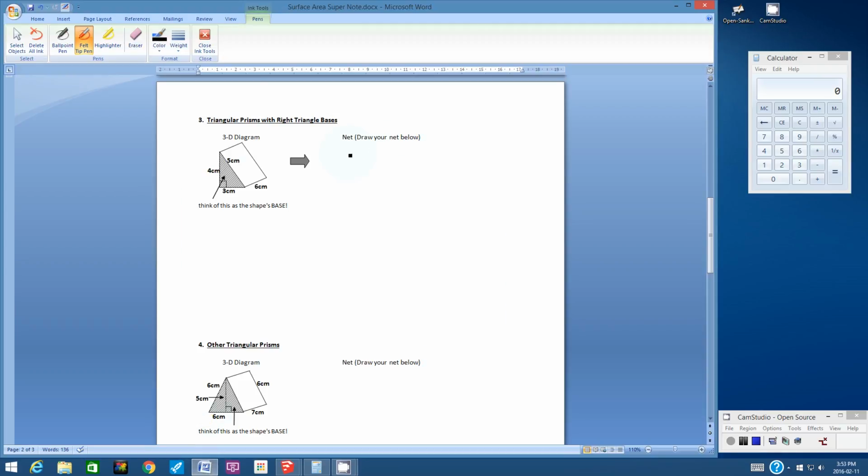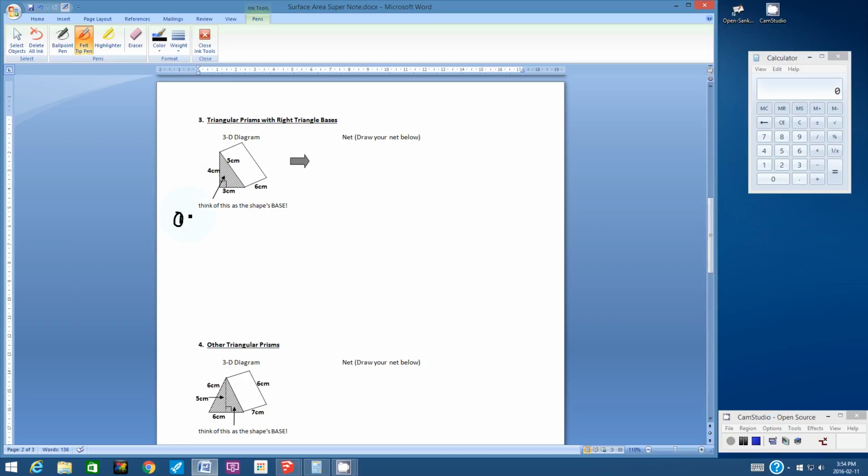Okay, so you've drawn your net here. So let's start analyzing this net. We're going to start with the triangular prism's base. There's a hint here that says think of this as the shape's base. So this shape is a triangle. So let's start with that.